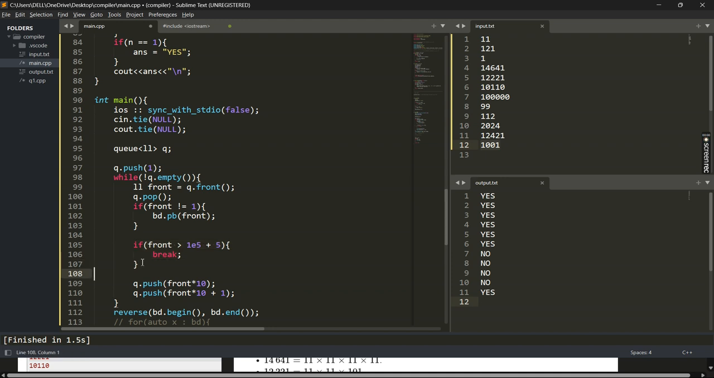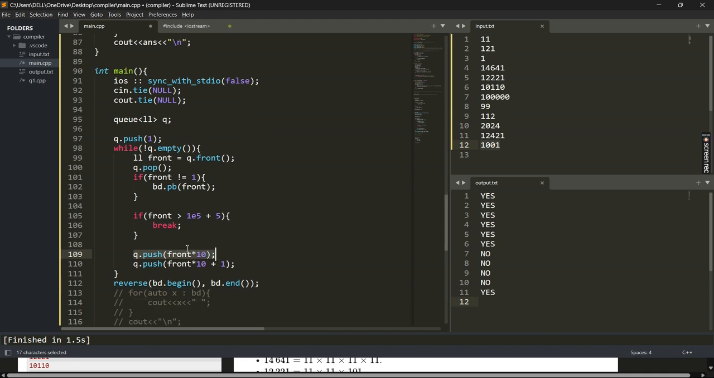If the front element is greater than 10 to the power 5 plus 5, just as bounds, then I will break this loop. By this condition I am making sure that this binary decimal vector contains only those binary decimals which are less than or equal to 10 to the power 5 plus 5. And again I am pushing front into 10 and front into 10 plus 1 inside this queue.